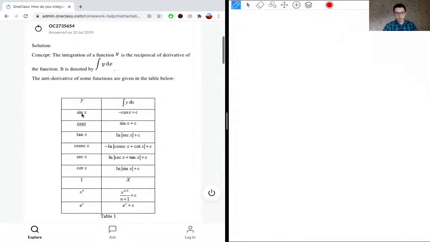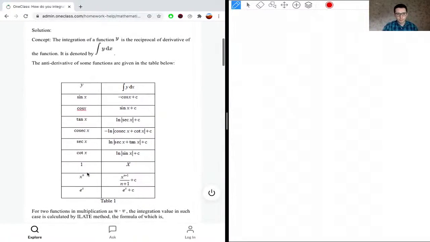So here we know that the integral of sine x is negative cos x plus c, so you always add a constant at the end. The sine and cos integrals are things you just have to memorize. This one over here is probably one of the most important ones. So we'll do an example of that.